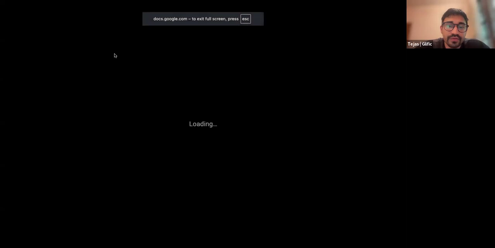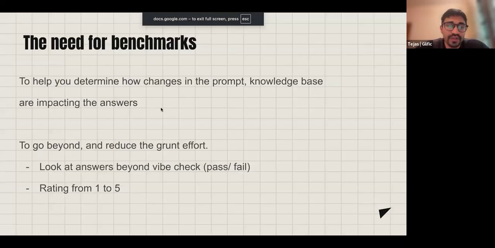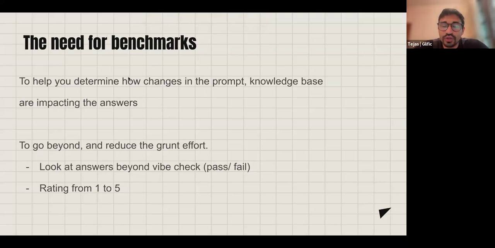So half of us have not yet launched, but half of us have launched it. Those of us who have launched it are at a stage where we probably look at the answers, do a vibe check, and pick out a few from all the questions and answers that we have. We'd probably do pass or fail. This pass or fail could be very subjective, depending on how I think of the answers versus how my teammates think about whether the answer is up to the mark or not.